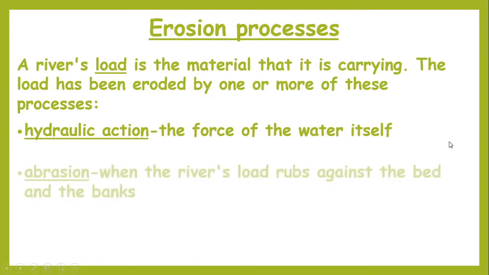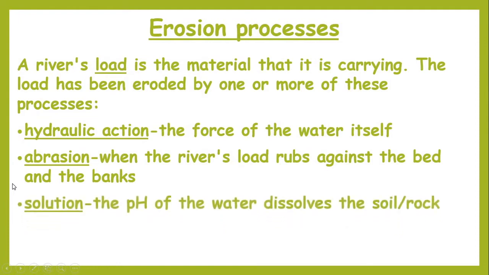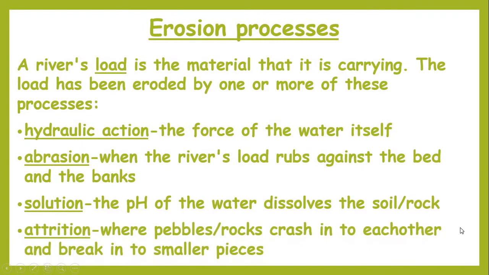It might also erode from the river bed and banks. The bed is the bottom of the river, the banks is the side, through abrasion. This is kind of like a sandpaper action where the material in the river rubs against the side and the bottom and wears away even more material. You've also got solution. The water in the river might be slightly acidic or slightly alkaline, and this might dissolve the soil or the rock around the edges, particularly in areas where the geology is quite soft, so maybe limestone or chalk areas. And finally, through attrition. This is where the pebbles or rocks within the river crash into each other and break down into smaller pieces.